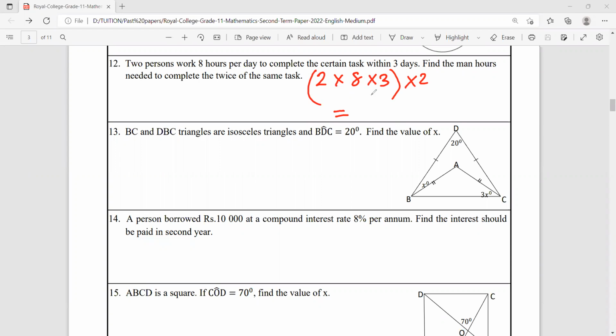2 into 8 is 16, 16 into 6. So you get 6 into 6, 36, 6 into 1 is 6 plus 3 is 96. Then there are 96 man hours to complete twice the same task, right?